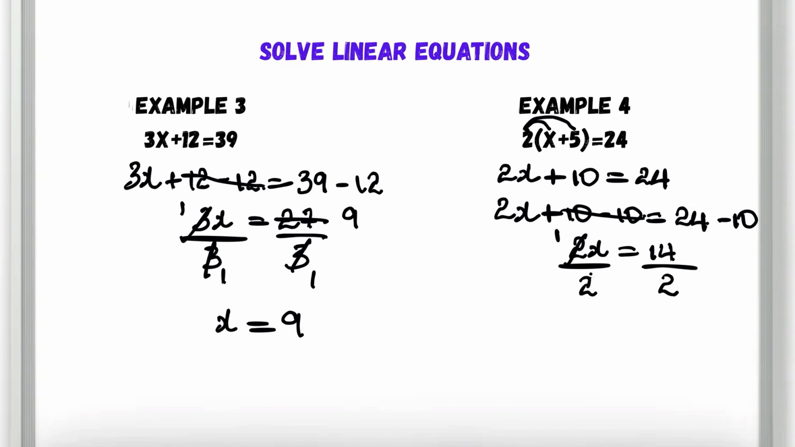2 into 2 goes 1. And 2 into 14 goes 7. So therefore, in this case, x is equal to 7.